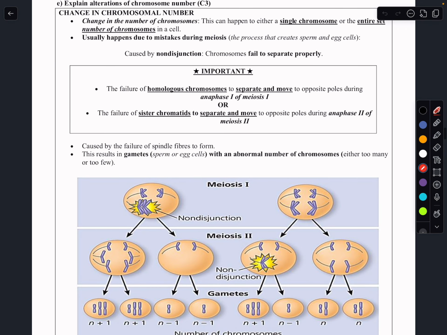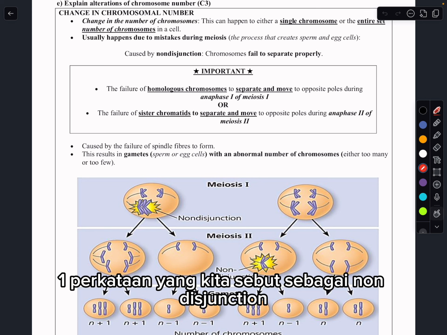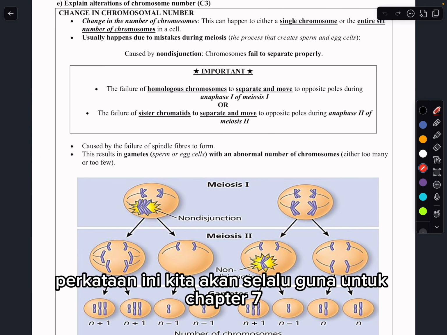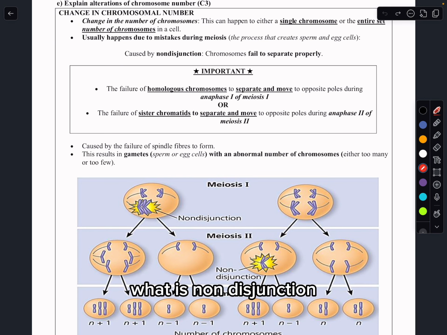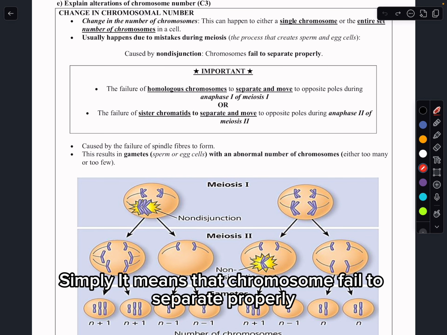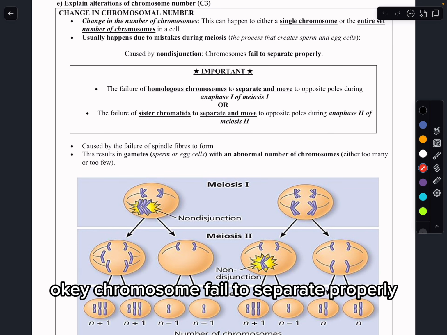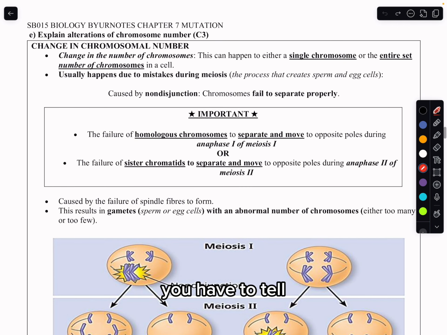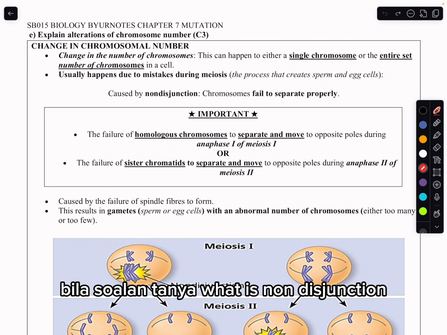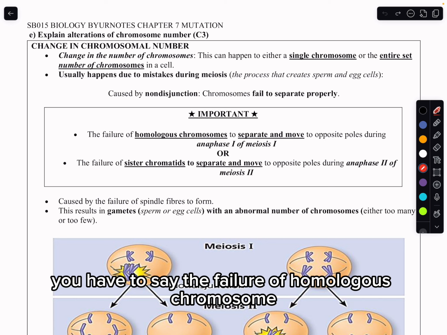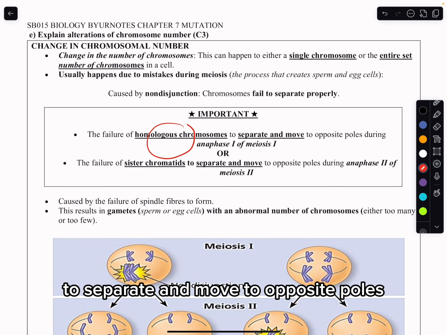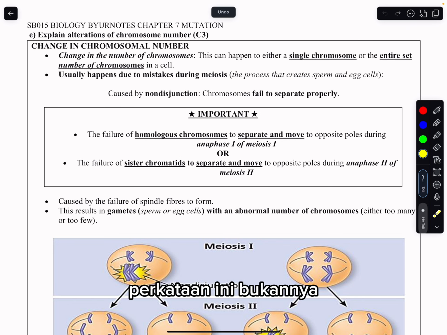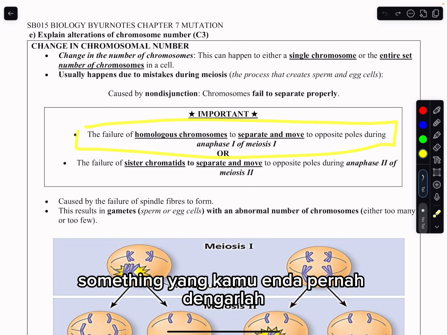Sebelum itu kamu kena tahu satu perkataan yang kita sebut sebagai nondisjunction. Okay, nondisjunction. Perkataan ini kita akan selalu guna untuk chapter 7. What is nondisjunction? Simply, it means that chromosome fail to separate properly. Okay, chromosome fail to separate properly. So this is the important part. You have to tell, bila soalan tanya, what is nondisjunction? You have to say the failure of homologous chromosome to separate and move to opposite poles. So, ini wajib lah.